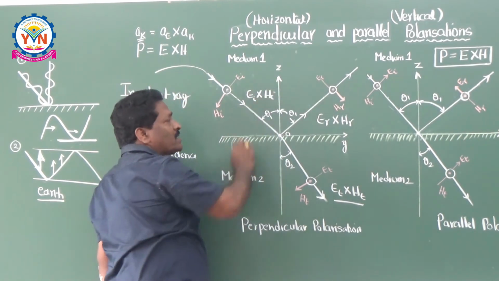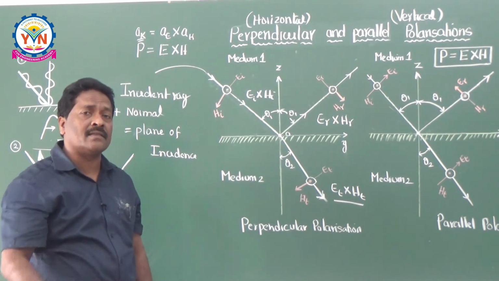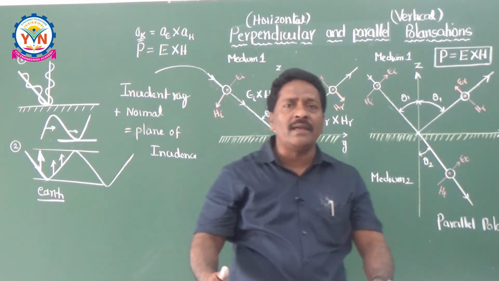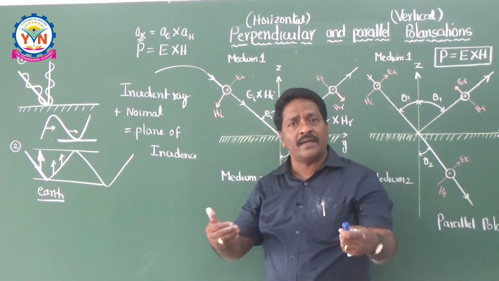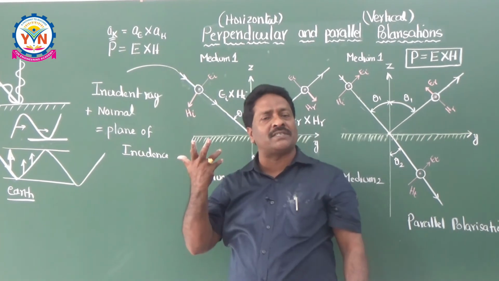And coming to this, one more most important concept, which will be discussed in the next class, is nothing but the Brewster angle. So what is the meaning of Brewster angle, friends? It is an angle of incidence at which there is no reflection.